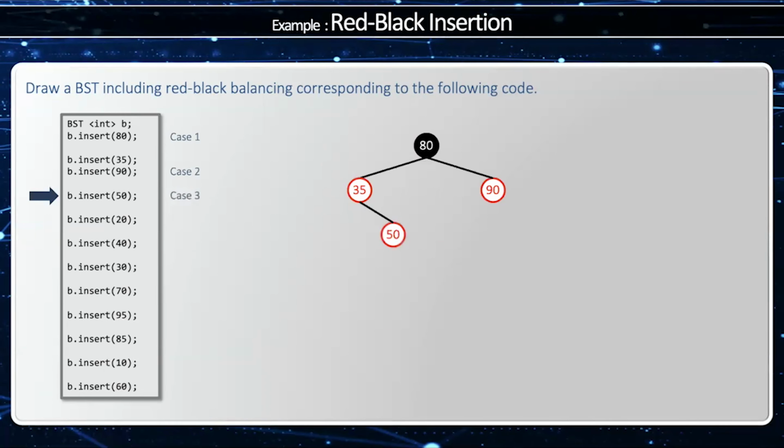My grandma becomes red. And now I'm going to have to balance based on my grandma, which is now red. And now we're going to go case 1. My root is always black. Now we're going to insert 20.